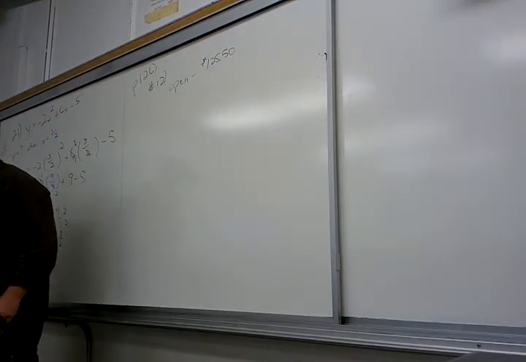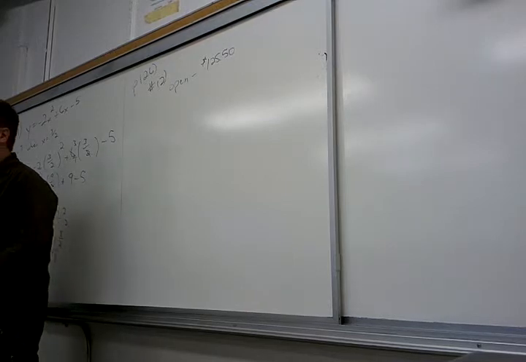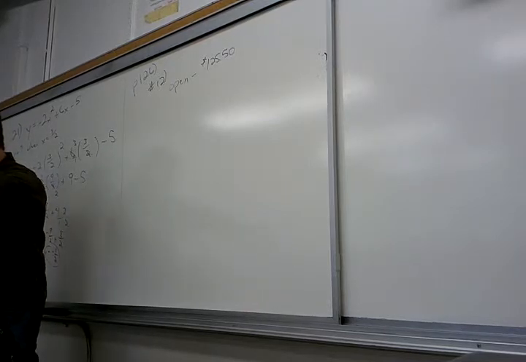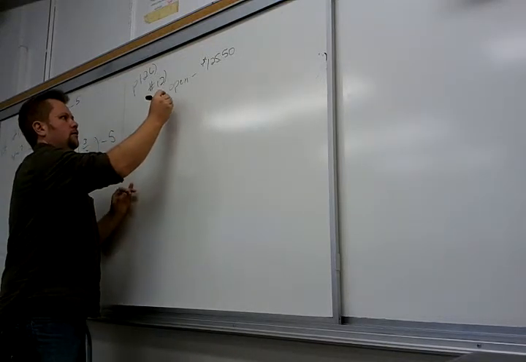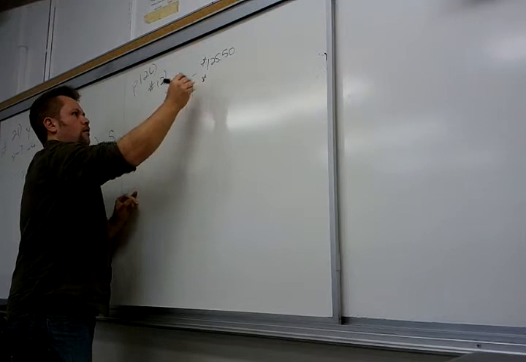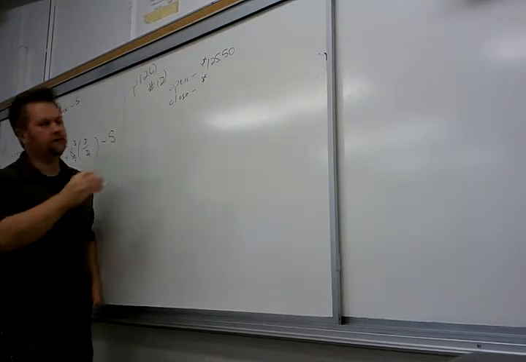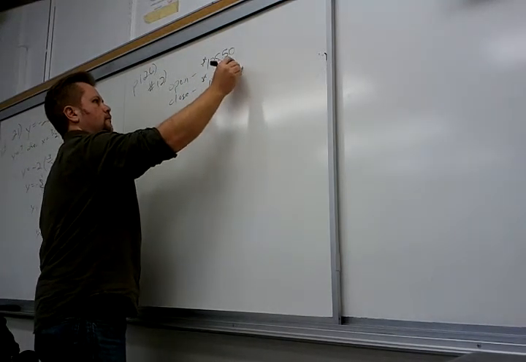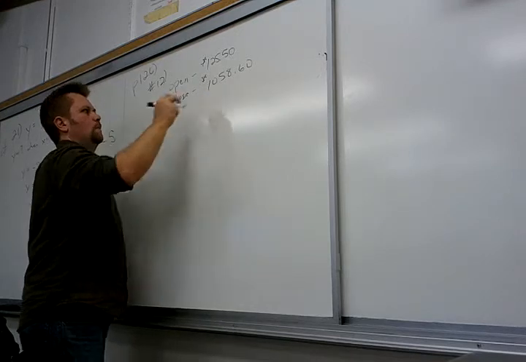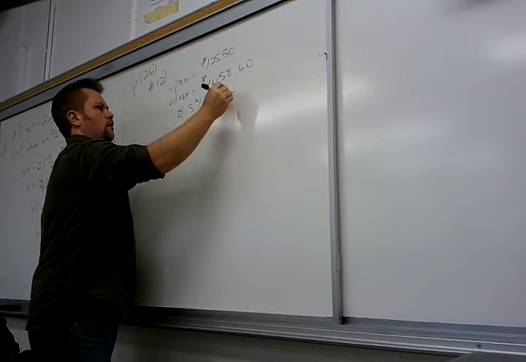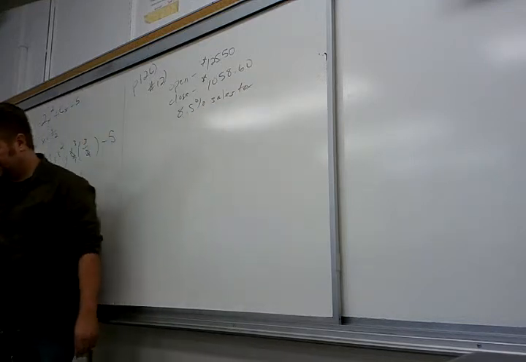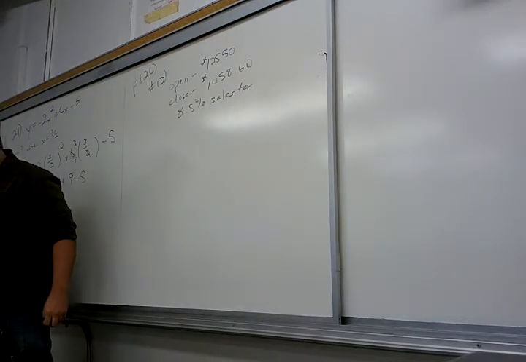When she counts the money in the cash register at the end of the day, the total is $1,058.60. If the sales tax is 8.5%, how many items are sold? So at the end of the day, there was 1,058.60, and there's 8.5% sales tax. How many items are sold?